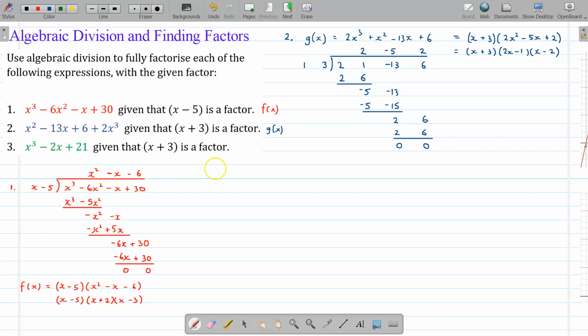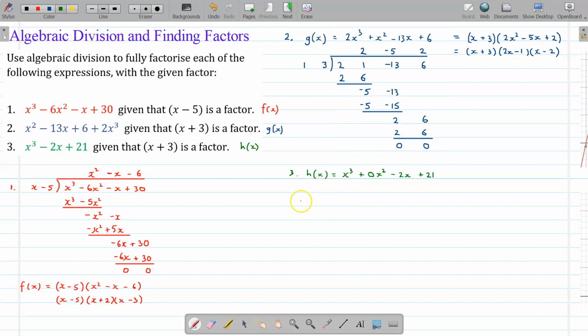So what we would need to do is write this function, h of x I'll call it, like this. So I'm just going to write this here for number 3. So h of x is actually going to be equal to x cubed, and then I'm going to have to put plus 0x squared. Then I can put my minus 2x, and then I can put my plus 21. So everything's in the right order, but we're missing the x squared term because it's 0.